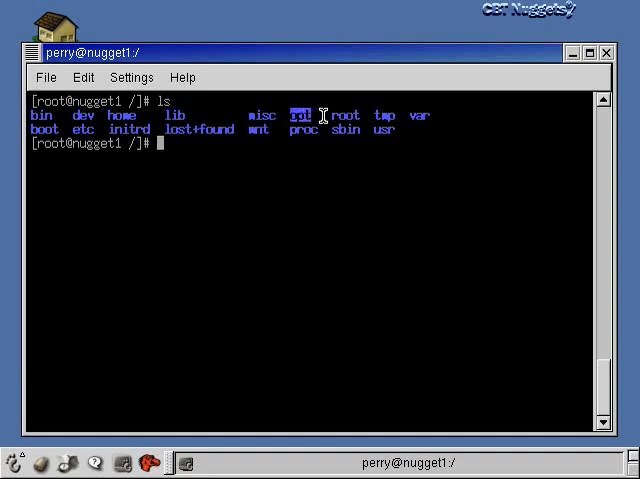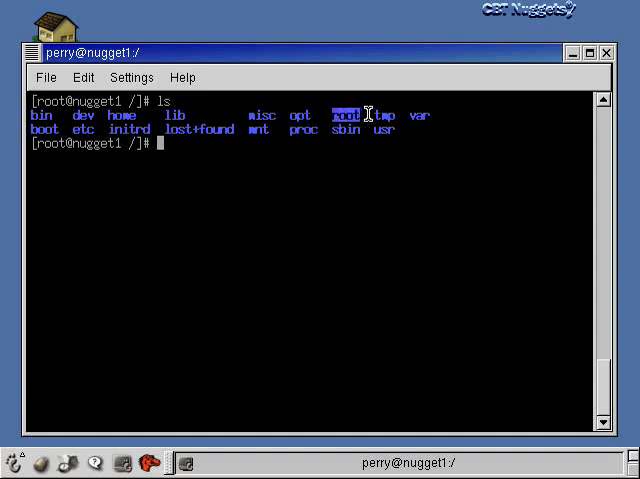The opt directory is where we would install optional software. So if you had some prepackaged game or spreadsheet that you wanted to install, you would do that in the opt directory. The proc directory is where we store information on processes on the system. We'll talk a lot more about that in some other nugget, so we'll just leave it at that for now.